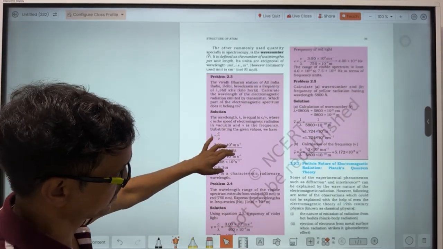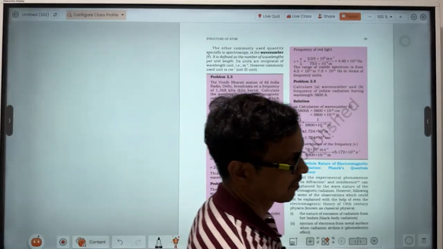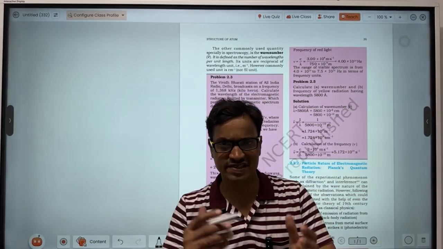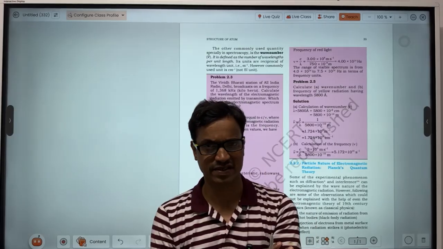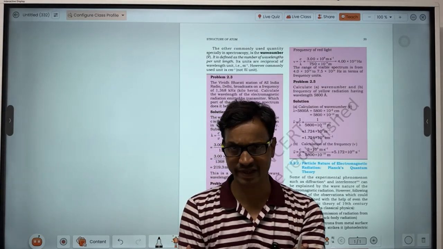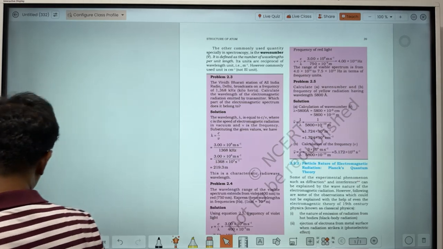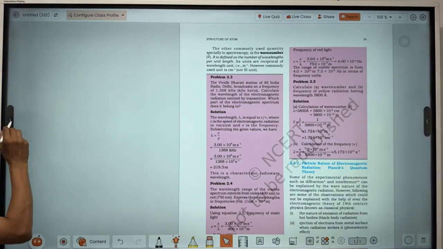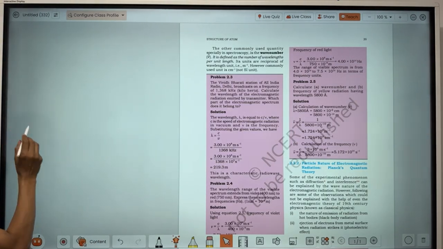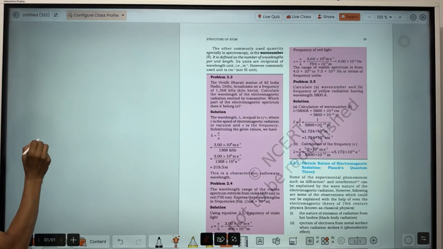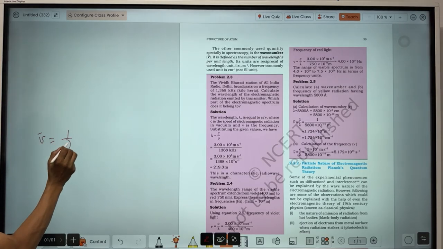Wave number is the number of waves per meter. That means in unit distance, how many waves there will be. That is called wave number, and it is represented by nu bar. Wave number, nu bar, is equal to 1 by lambda.